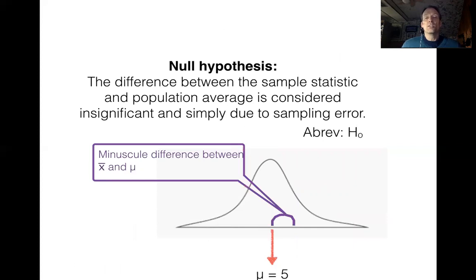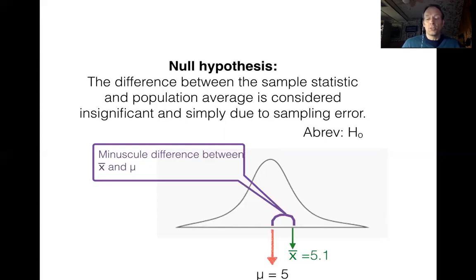The first is what we call a null hypothesis. And null hypothesis is abbreviated as H0. And what it says is that the difference between the sample statistic, which in our case would be X bar, and the population average is insignificant, and it's simply considered due to sampling error. So the difference is so trivial that it's not enough to refute what's originally reported as the population average.